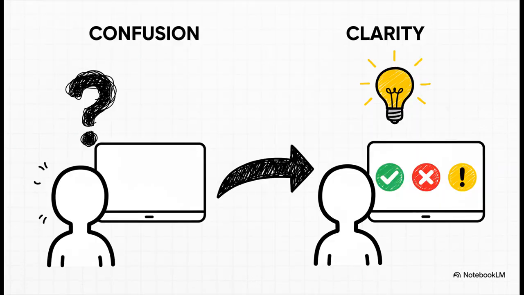Because let's be real, silence in an app is just confusing. Your users need to know what just happened. Did it work? Did something break? Is there something else I need to do? So giving that clear, instant feedback isn't just some nice little extra feature. It's absolutely essential if you want to build an app that people can actually trust and use.